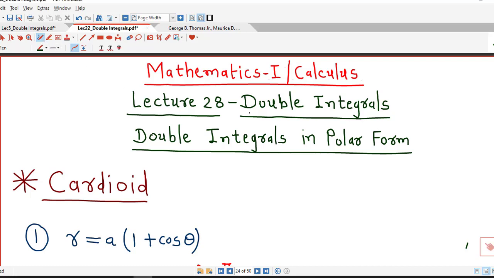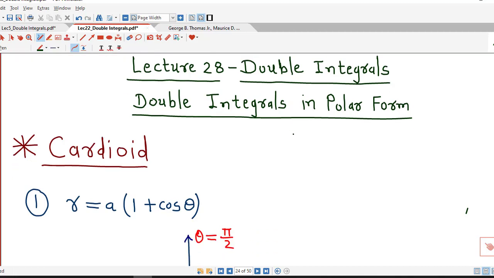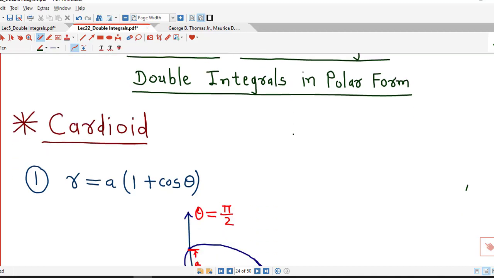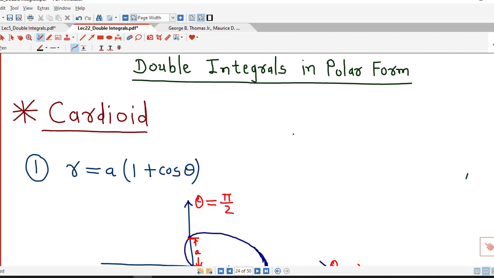Hello friends, I welcome you to lecture number 28 on double integrals. So we discuss one more problem in polar coordinates. Before going to the problem, we need to understand the curve required for this problem.